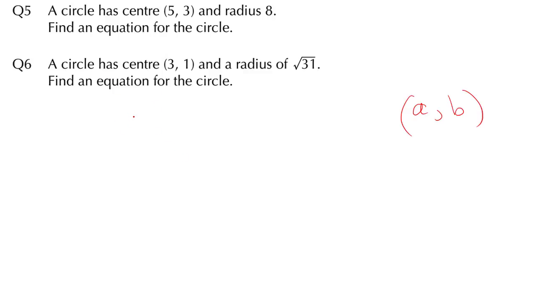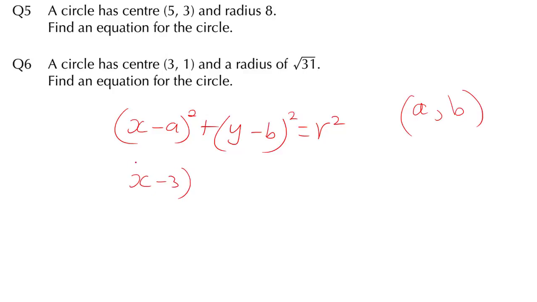We've been asked to find the equation of a circle, and we know that the equation of a circle is given by x minus a squared plus y minus b squared is equal to radius squared, where a and b are the center of the circle. Now, with this center, I've got x minus 3 squared plus y minus 1 squared equals radius squared. Now, the radius here is root 31. So we just put root 31 there, close the bracket, and then we square.